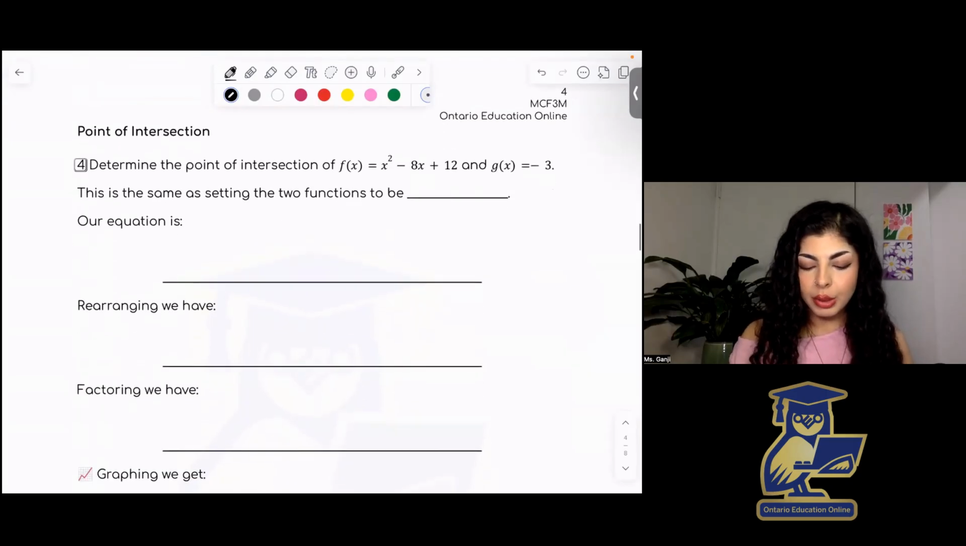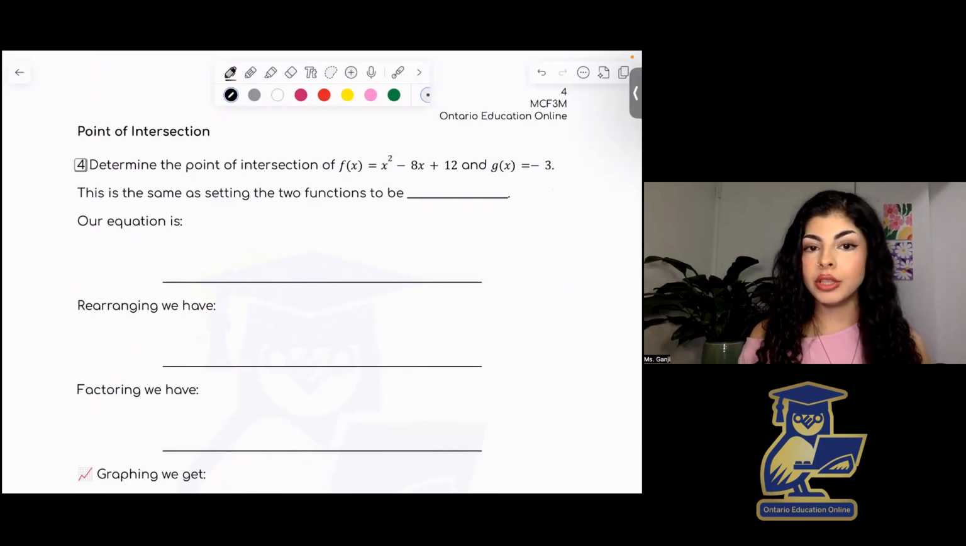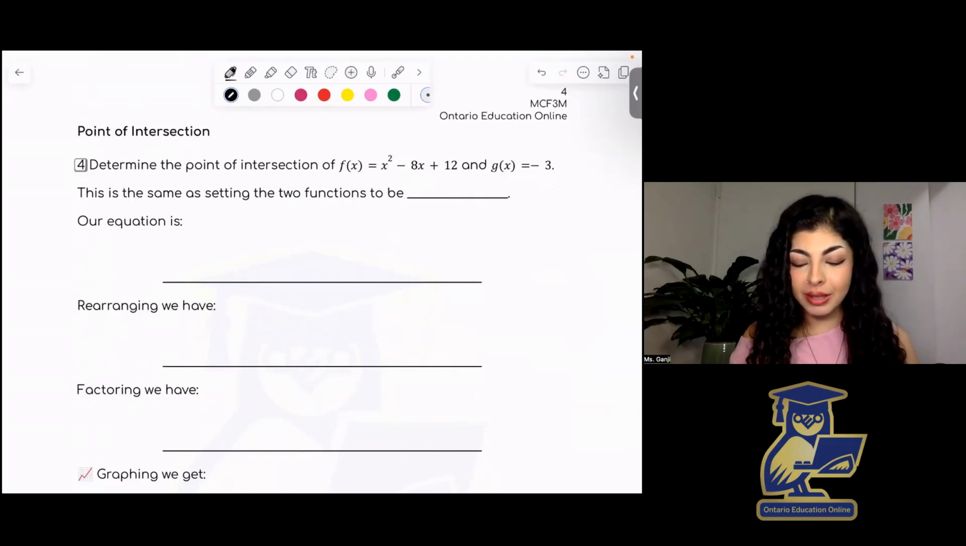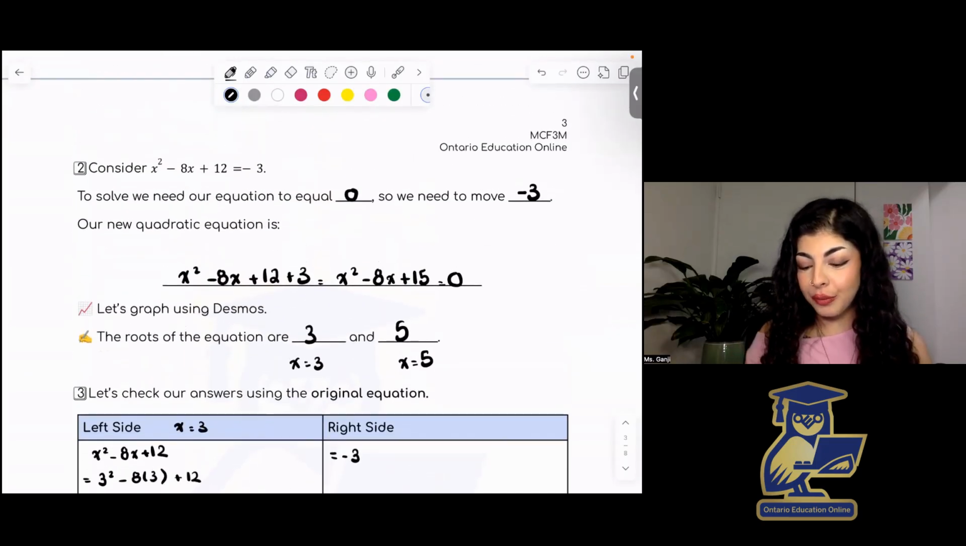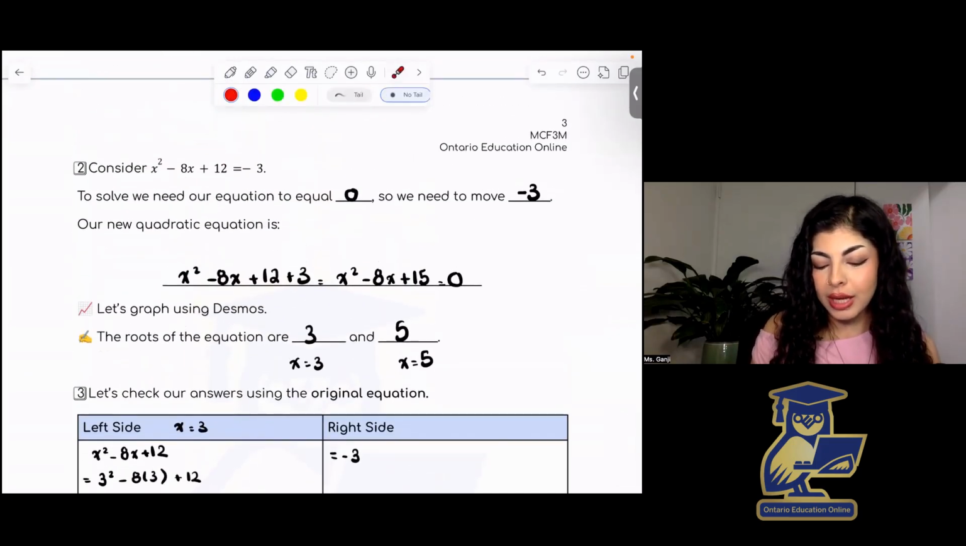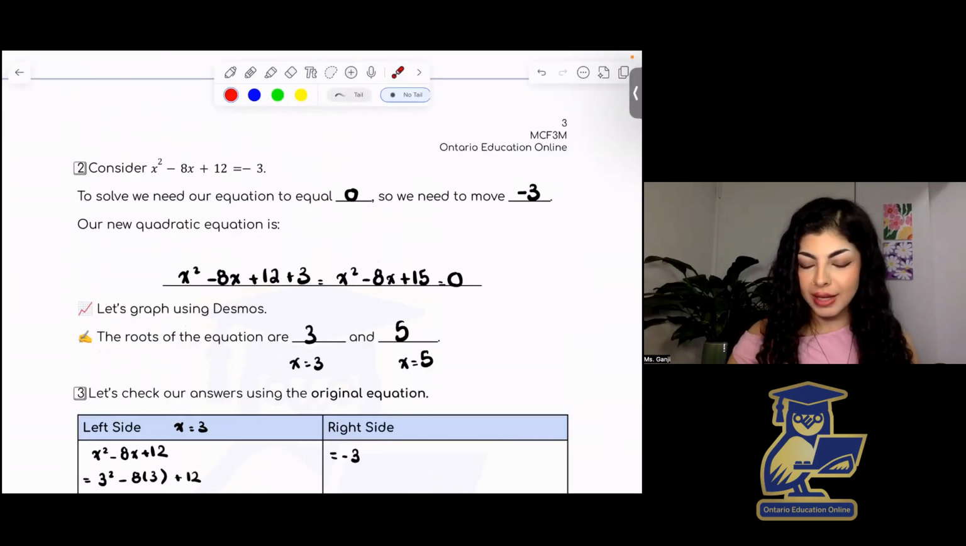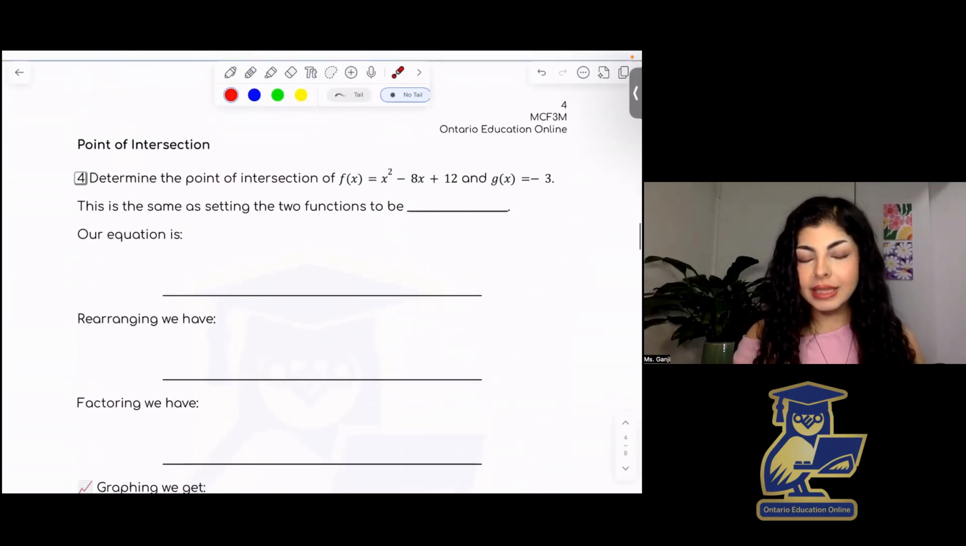Now let's look at another question, and this is a word problem. It says: determine the point of intersection of the function f of x equals x squared minus 8x plus 12 and g of x is equal to -3. I hope those two are a little bit familiar to you, because they are actually the two expressions we saw here. So here it's asking you to determine the point of intersection.